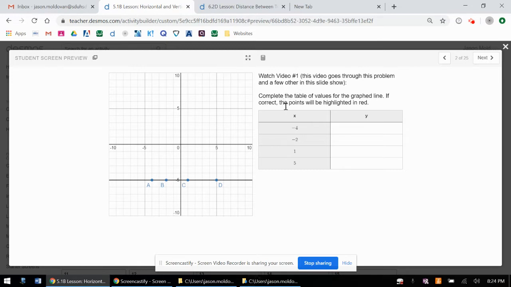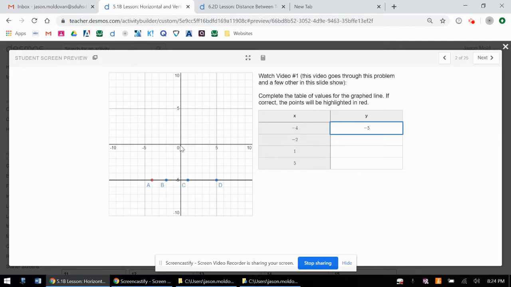It gives us a graph and a table for this line, which is known as a horizontal line. It says complete the table for the graph line. If we do that correctly, the points will be red. They'll change colors. So the first point was at -4, so it went left 4 and it went down 5. So it was -5. We can see we did that correct.